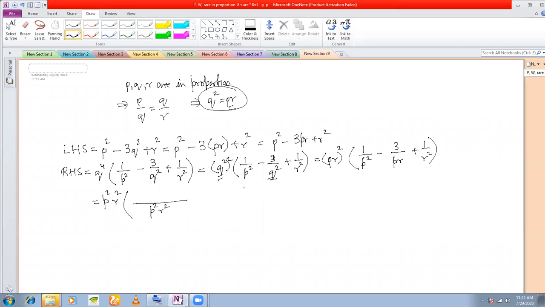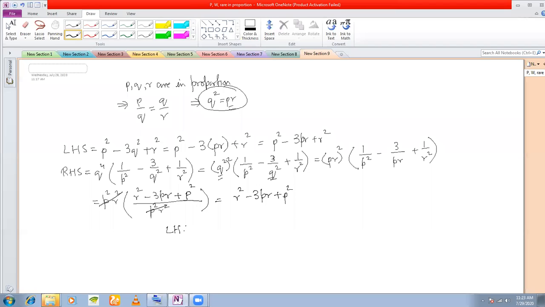Now if you divide P square R square by P square, what do you get? You get R square. R square into 1 is R square. Minus P square R square by PR is PR, multiplied by 3, you get 3PR. And P square R square by R square is P square, and P square into 1 is P square. So this cancels with this. So what do you get? You get R square minus 3PR plus P square.